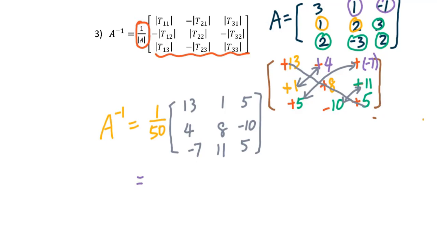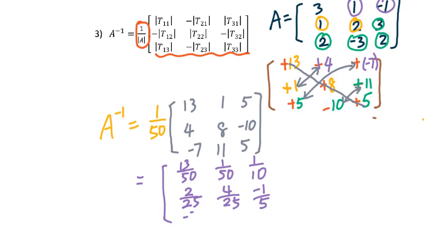Make each element multiply by 1 over 50 so that you can get 13 over 50, 1 over 50, 1 over 10, 2 over 25, and 4 over 25, negative 1 over 5, negative 7 over 50, 11 over 50, and 1 over 10. This will be the inverse of this matrix.